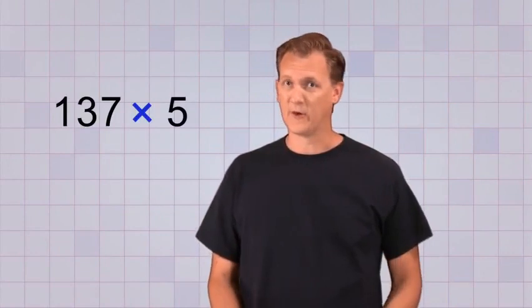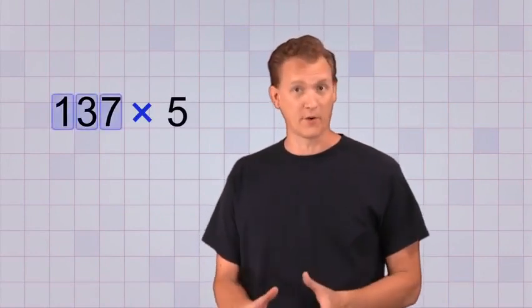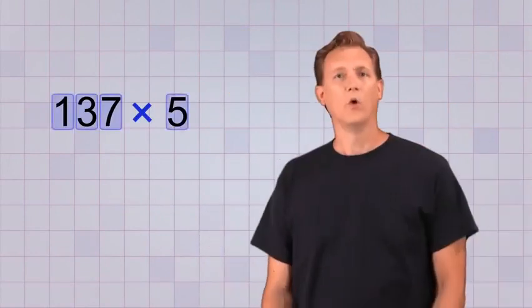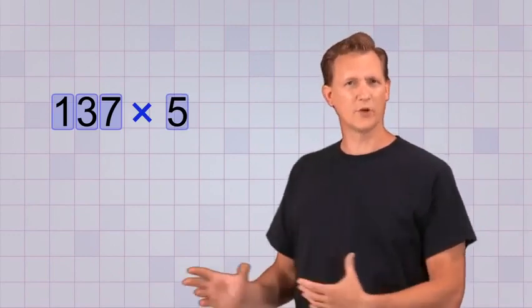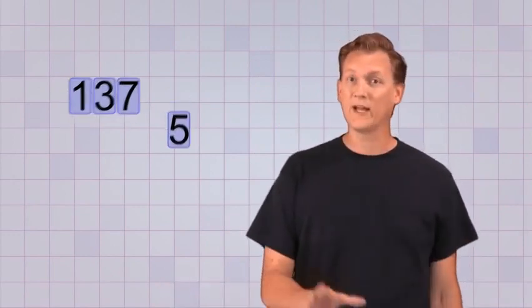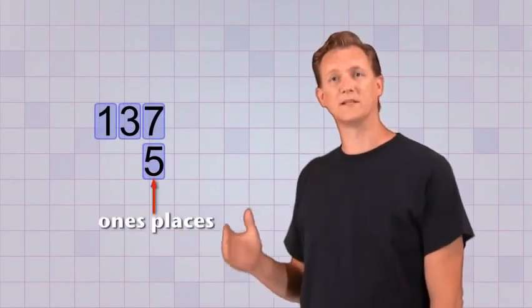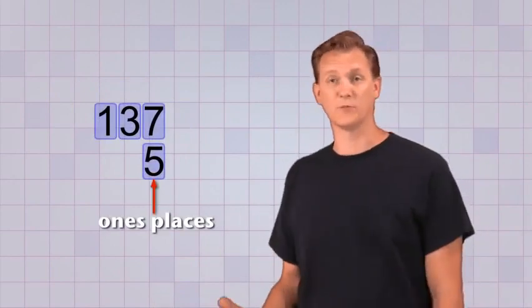Let's try 137 times 5. Now as you can see, this is a 3-digit number times a 1-digit number. When you're given a problem like this, where the numbers are written side by side, you need to rewrite it in stacked form, with the ones places lined up the way we did with addition and subtraction.